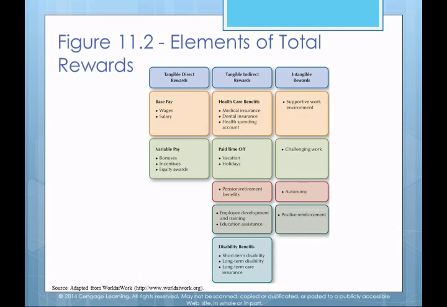Indirect rewards are things like your health care benefits, your paid time off, vacation and holiday, pension, employee development and educational assistance, and then disability benefits. Those are examples of tangible indirect rewards. Intangible rewards are supportive work environment, challenging work, autonomy, positive reinforcement, things like recognition.